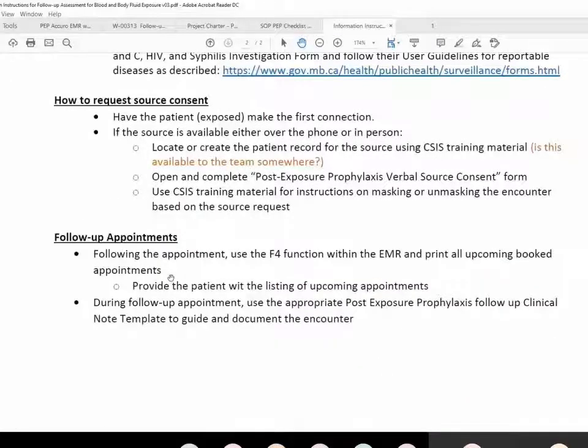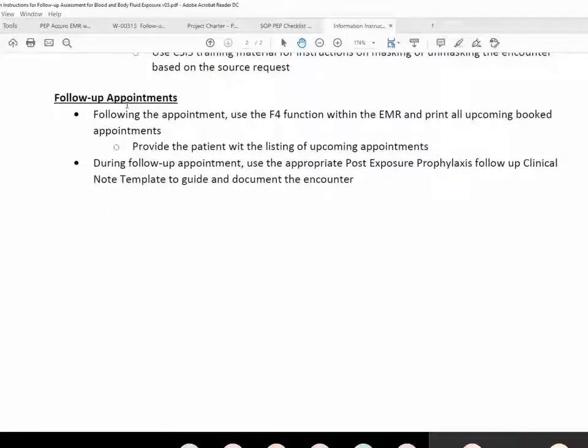Going to the follow-up appointments, one of the big requests of the working group was a summary of all the upcoming appointments, because there are multiple that come out of this encounter. There will be a 1-week appointment, a 4-week appointment, a 12-week appointment, and a 24-week appointment. So what has been suggested is using the F4 function in the EMR, which will print all of the upcoming appointments once you have them booked during the encounter, and providing the patient with that list before they leave, so it's very clear that they know when they're coming back and what they're coming back for.